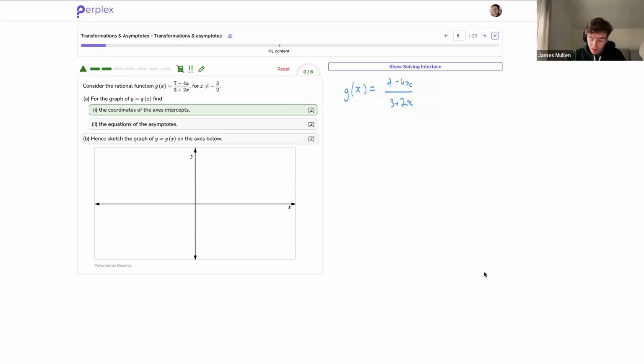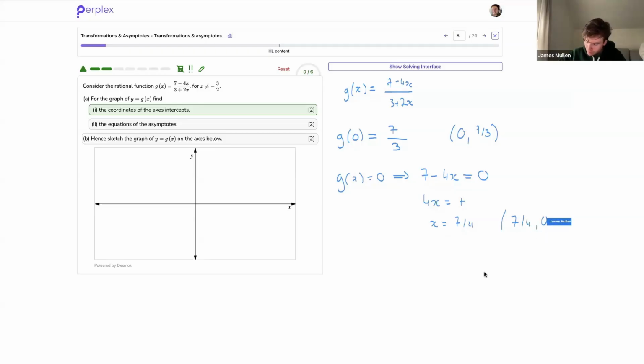Let's start with the easier one, which is the y-intercept, which is when x is 0, and that's going to give me 7 minus 4x doesn't do anything because it's 0, and then divided by 3. So 7 over 3 is my y-intercept, and the question wants coordinates, so I have to put 0, 7 over 3. Now, to find the x-intercept, I'm going to say g of x is equal to 0, and that means that the numerator is equal to 0. 7 minus 4x is equal to 0. That means that 4x is equal to 7, or in other words, x is equal to 7 over 4. Again, putting that as a coordinate, that gives me 7 over 4, 0. So that is my answer for part AII.